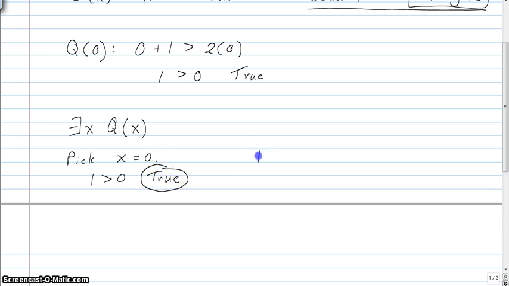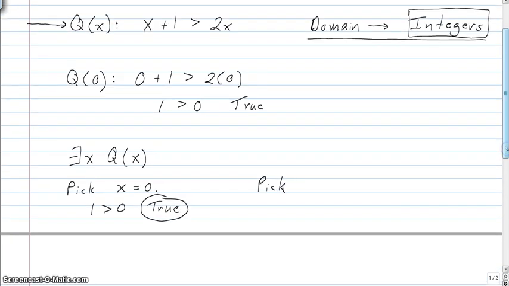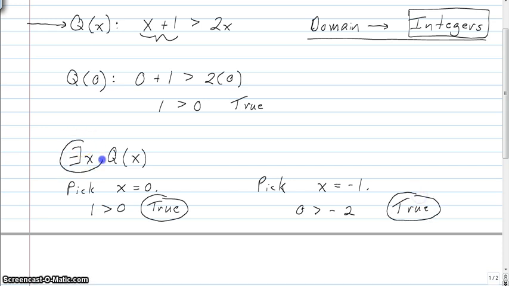We could also pick out the x value. Let's see what's another one that works. I think x equals -1. That is an integer. And if we plug -1 in for x on this side, we get 0. And we plug -1 in for x on this side, we get -2. So we can see, and we wouldn't have to pick more than one x value. The existential quantifier, this symbol, only requires that you find one that works. The question is, does there exist an integer that makes the statement true?